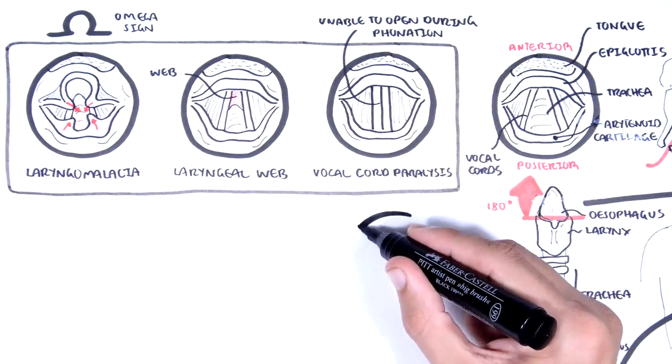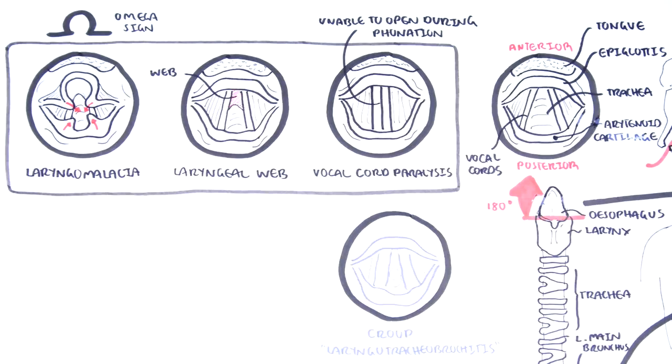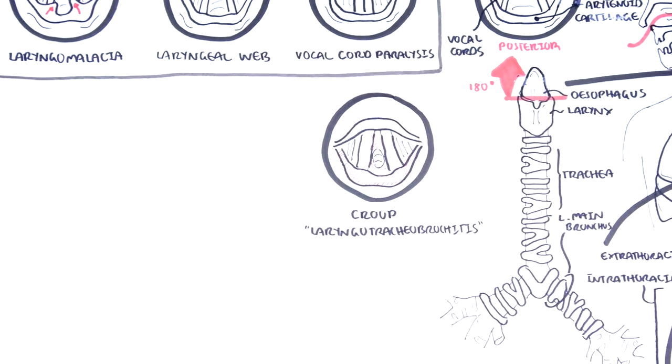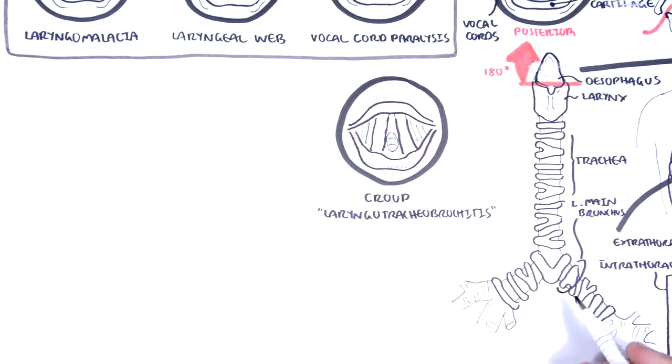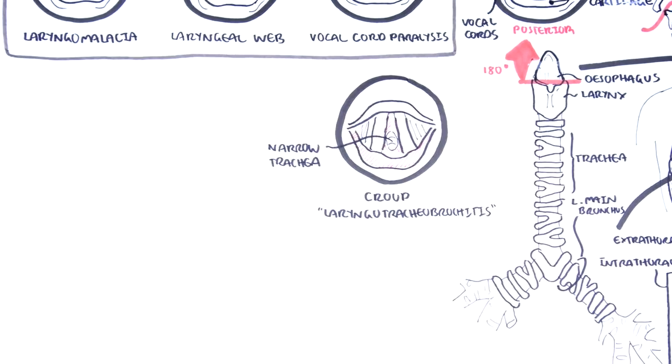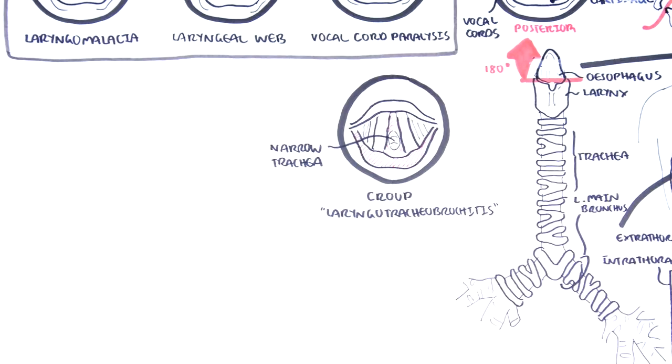The most common cause of acute stridor in childhood is laryngotracheobronchitis, or croup. As the name suggests, it is inflammation of the larynx, trachea, and the bronchus. Despite being both an extrathoracic and intrathoracic cause of stridor, it is usually an inspiratory stridor, because mostly the larynx and trachea are involved, really. The main cause of croup is viruses, specifically parainfluenza virus.